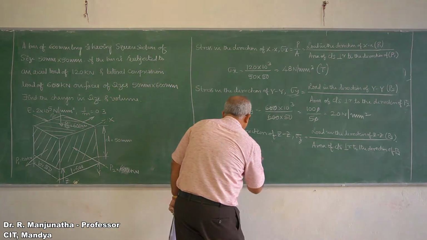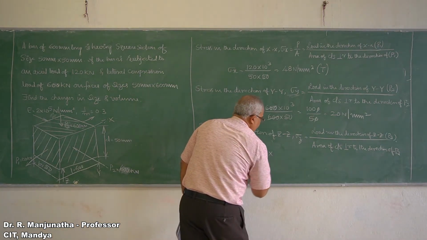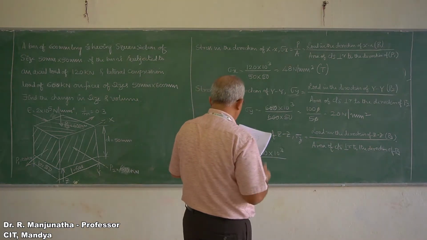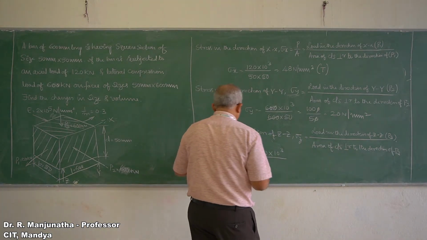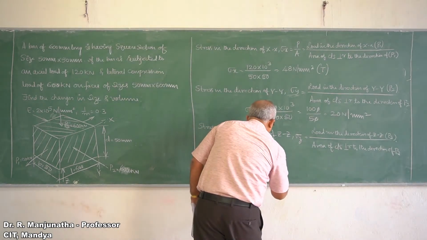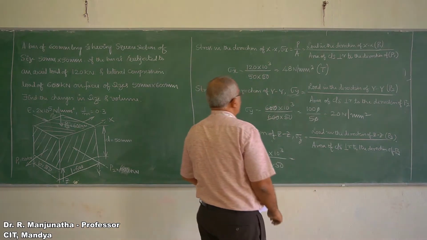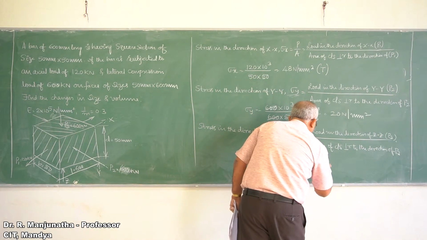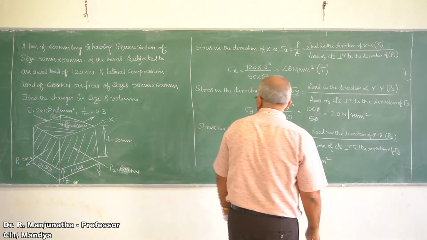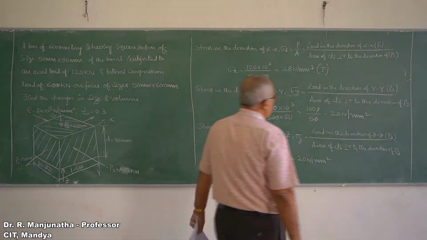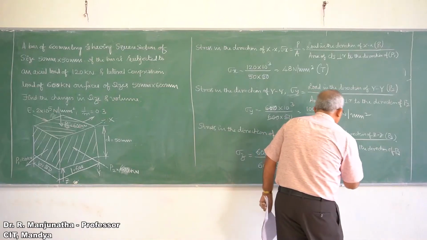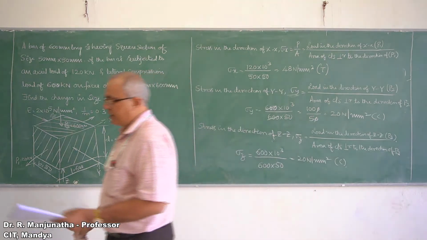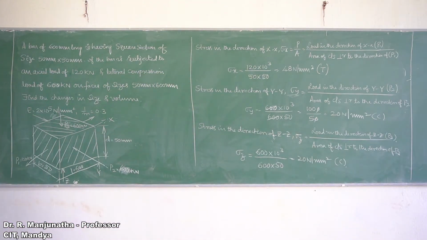Therefore sigma z will be equal to 600 into 10 to the power 3 divided by the area of cross section, which is 600 into 50, which will again be the same value, 20 Newton per mm square. So what is the nature of the load which is applied? The nature of the load applied is compressive. So here also this is going to be compressive, and here also it is compressive. So this is how you will be able to find the stresses in each direction.